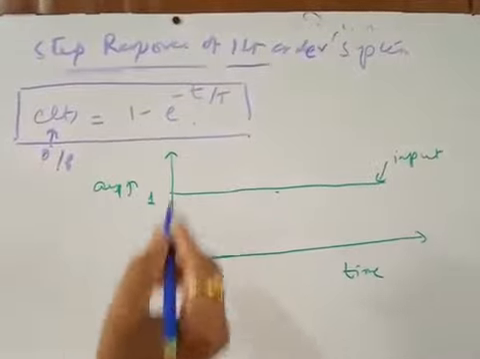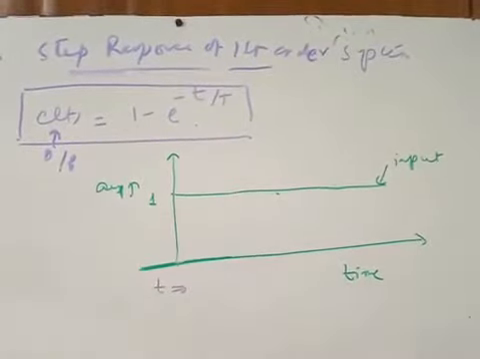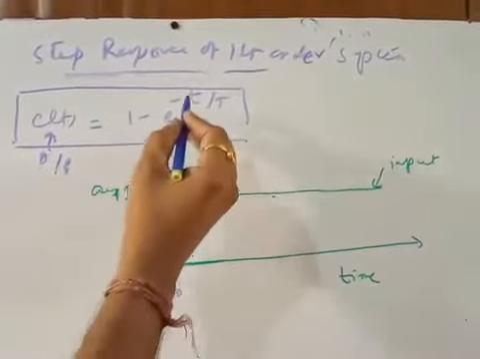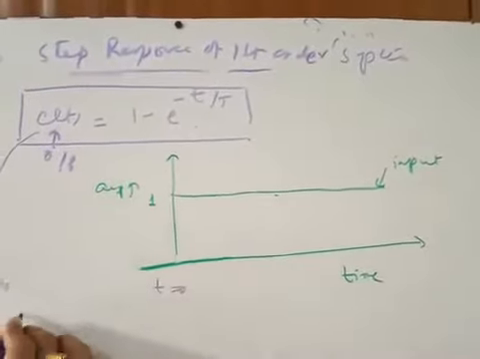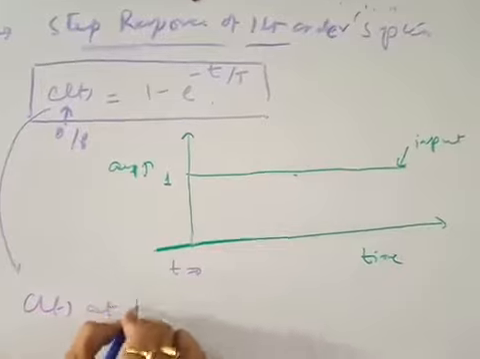Now what happens at t is equal to 0? See what happens at t is equal to 0. From this expression you get CT at t is equal to 0.